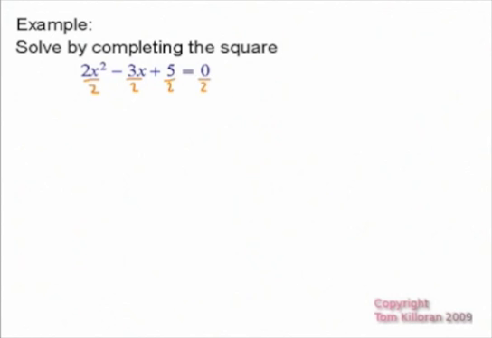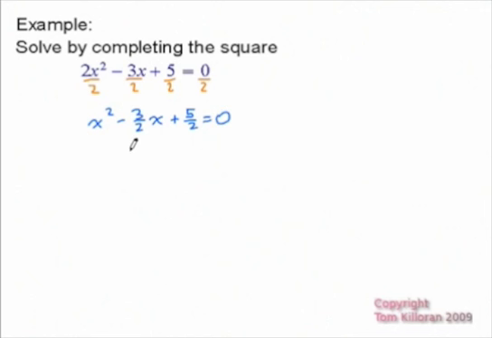And that'll give us a quadratic polynomial with a lead coefficient of 1. So we're going to have x squared minus 3/2 x. I'm trying not to write it as 3x over 2 because we really need that 3/2 by itself. Plus 5/2 is equal to this 0 over here.